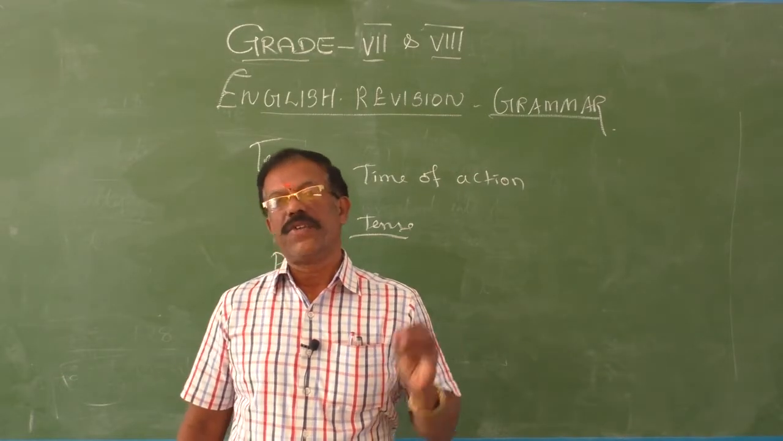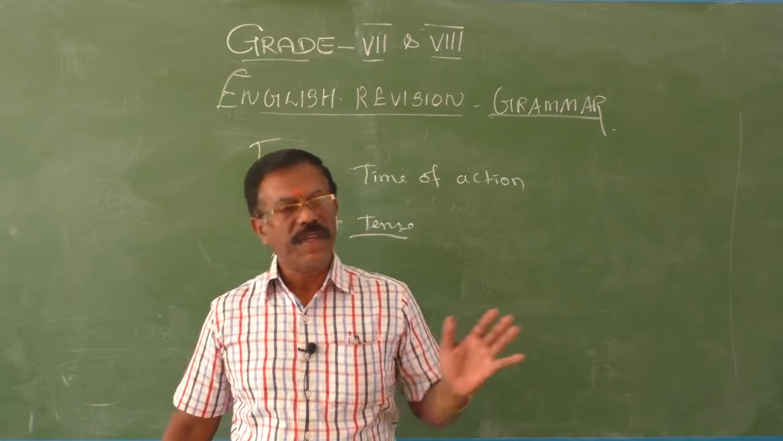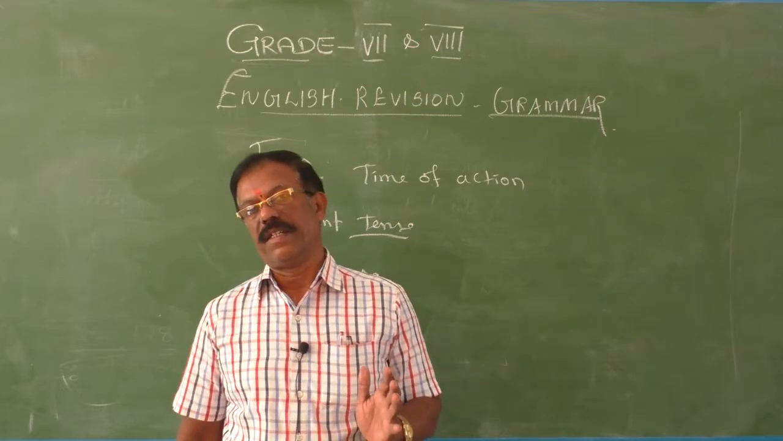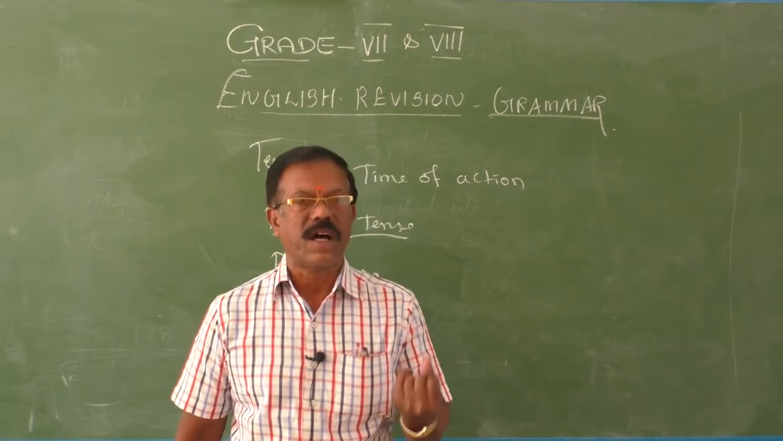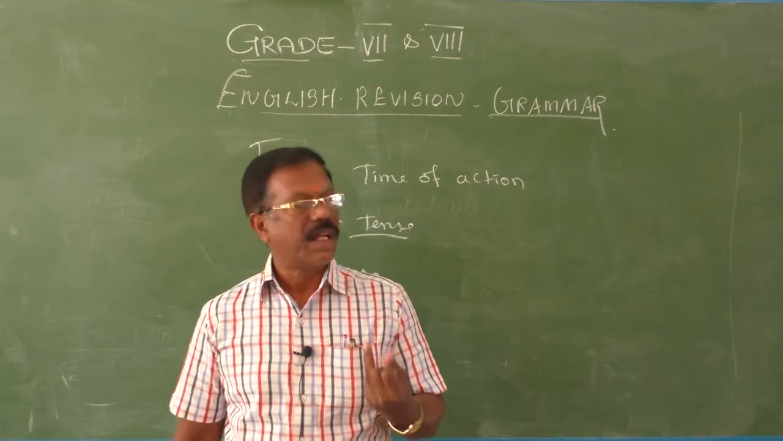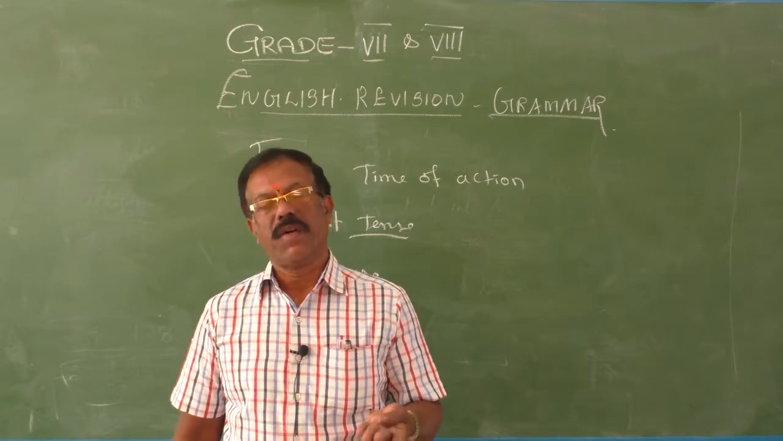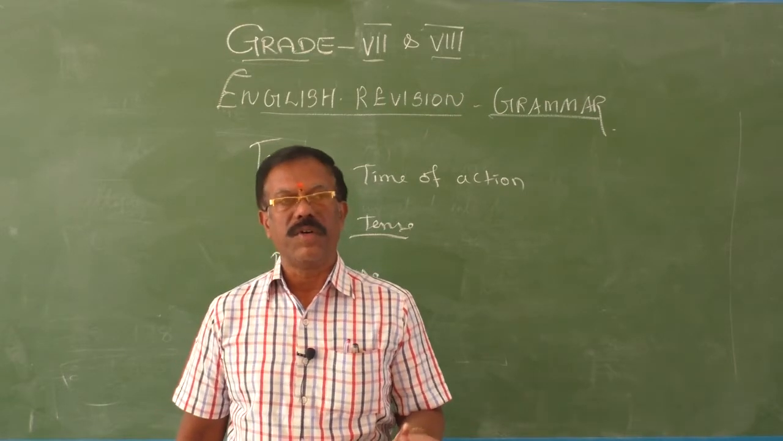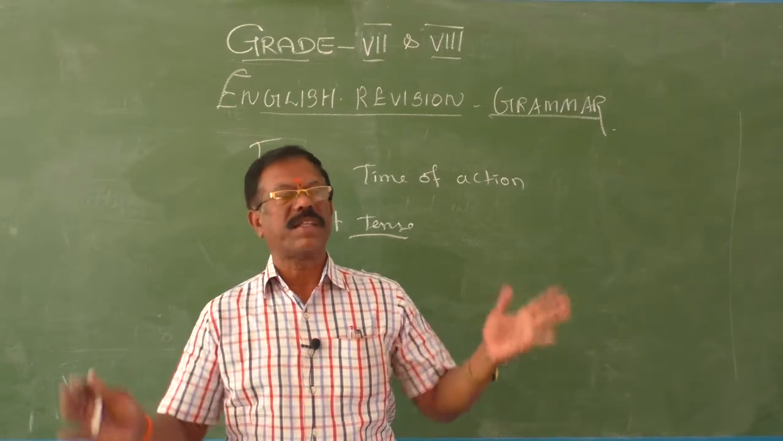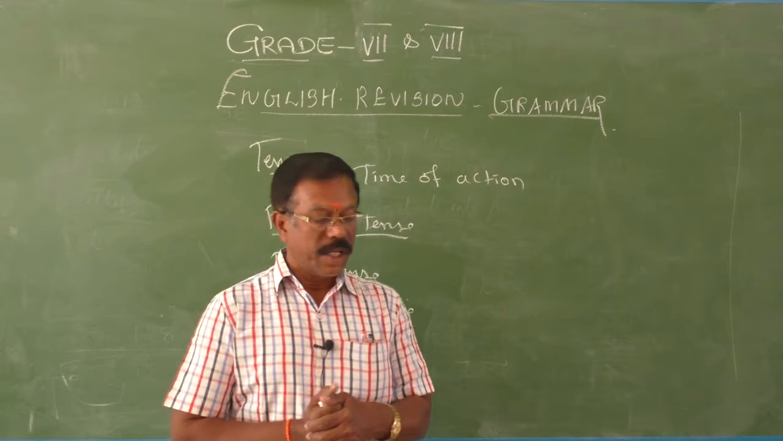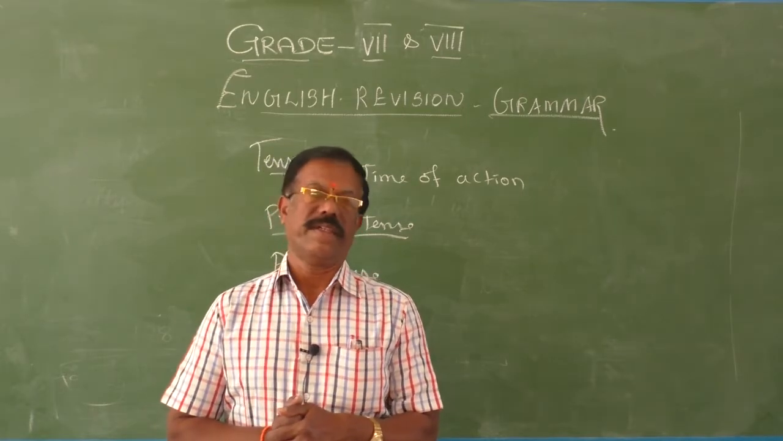Next, past. To identify past tense also, we have good time markers. What are the time markers which help us to identify the past tense? Last week, last month, last year, once upon a time, long ago, previous day, previous week. These are the time markers which help us to identify past tense.